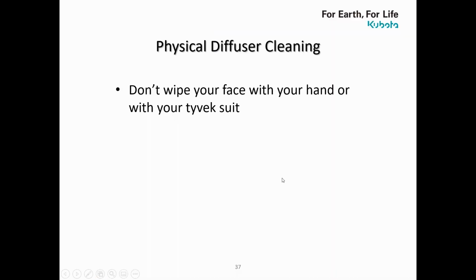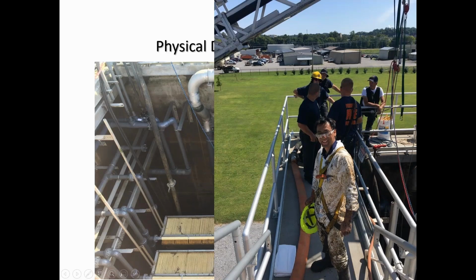Some of the tips: if you do this, don't wipe your face with your hand or with your Tyvek suit, because you're going to have an issue. I couldn't wipe my sweat, and it was summertime in Tennessee. It was pretty hot, and some of the sweat came into my eyes, and I wanted to wipe so bad, but my hand and my Tyvek suit, everything was super dirty. I couldn't wipe anything. I had to just let the sweat get into my eye.